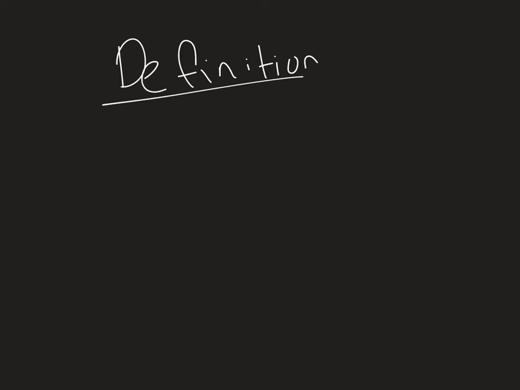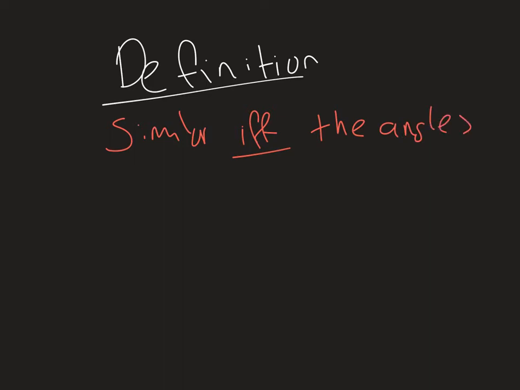So I would say two polygons are similar if and only if the angles are congruent. And I suppose I should mention, angles pairwise are congruent. And the side lengths are proportional.